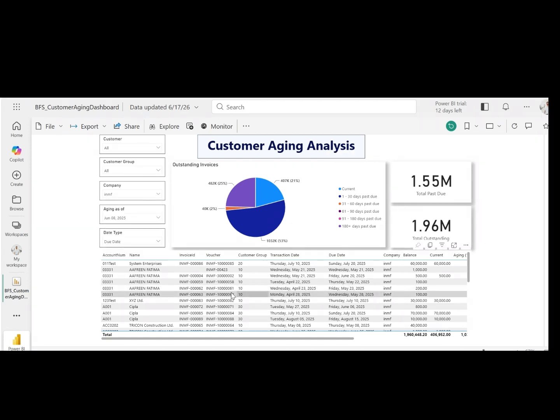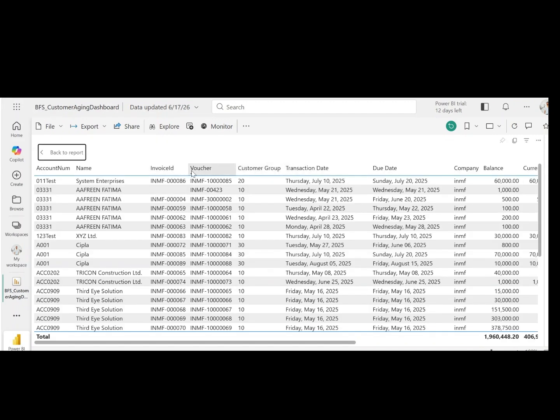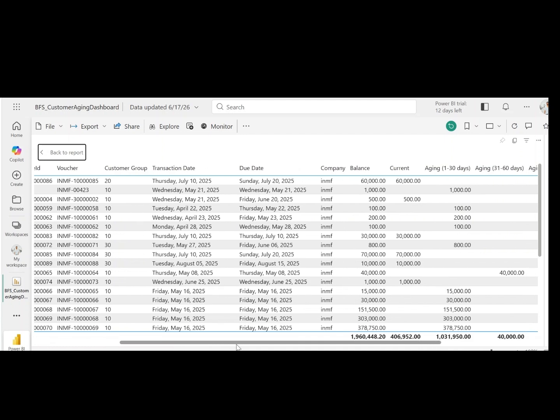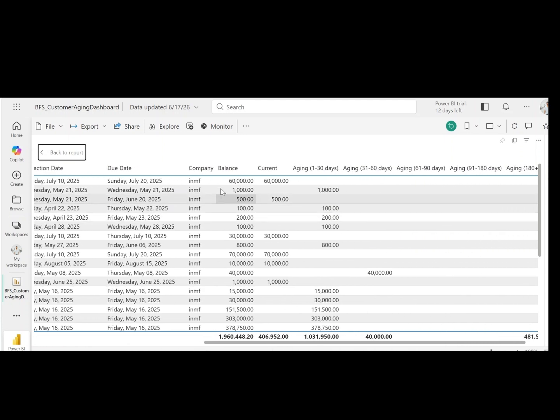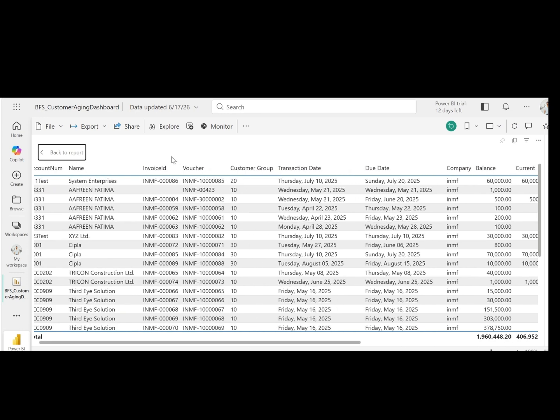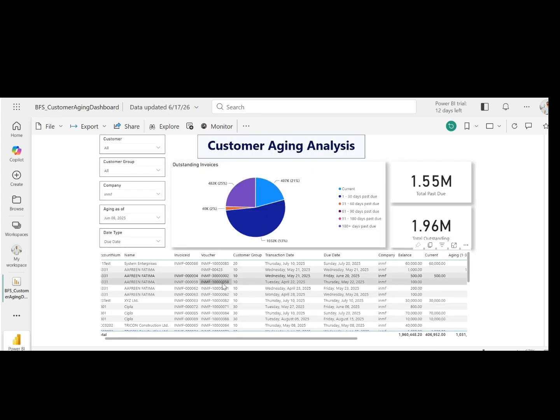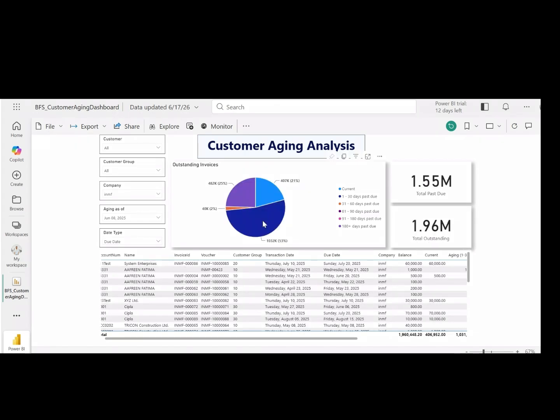The detailed transaction table at the bottom of the dashboard provides invoice-level information for deeper analysis. Users can review customer account numbers, customer names, invoice numbers, voucher numbers, customer groups, transaction dates, due dates, company codes, and outstanding balances. This detailed view enables finance teams to investigate specific transactions and identify the invoices contributing to overdue balances.